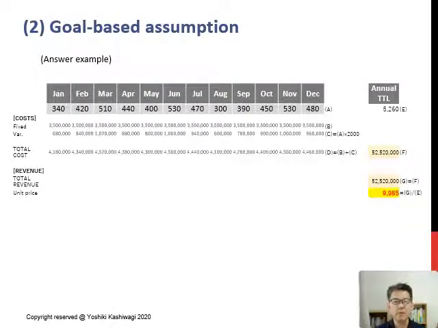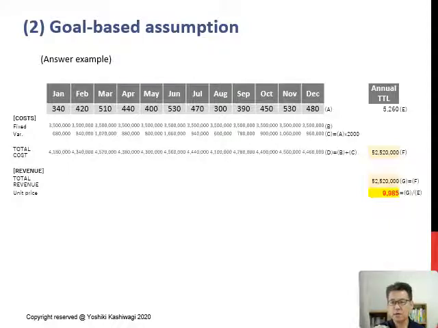Now let's take a look at an answer example. Here is my spreadsheet, starting with cost items in the upper part. Fixed cost, which is 3.5 million, followed by variable cost. This is the multiplication of number of sales, line A, times 2,000, which is unit cost. So this is variable cost, and you can have the total cost as a summation of these fixed cost plus variable cost.